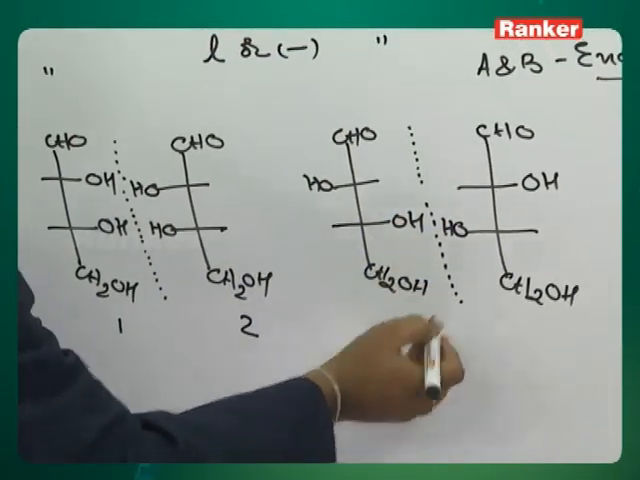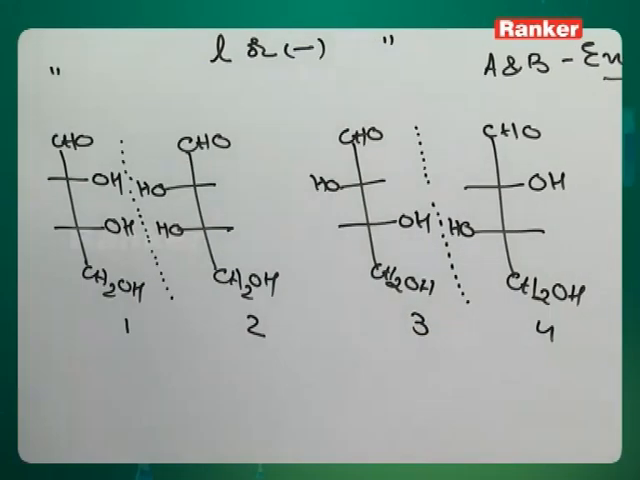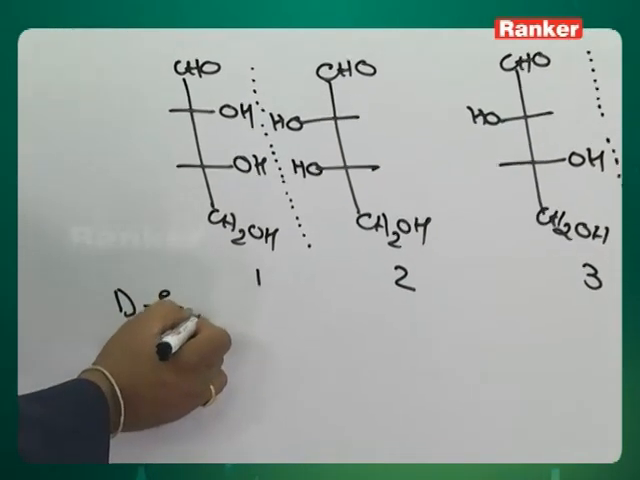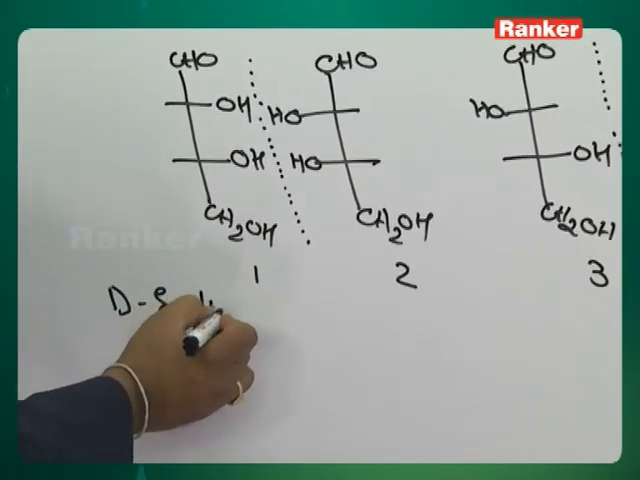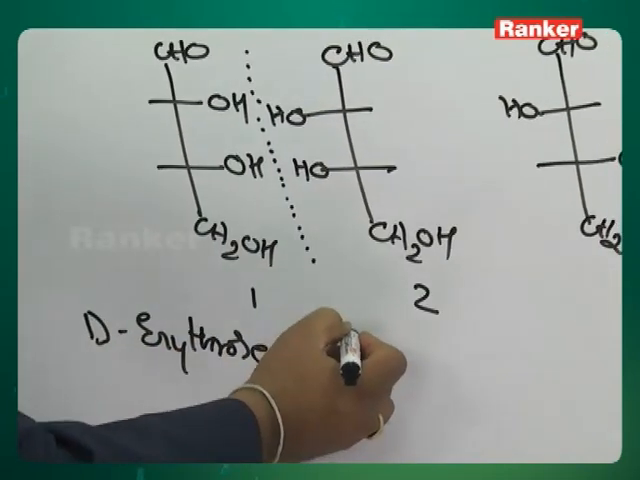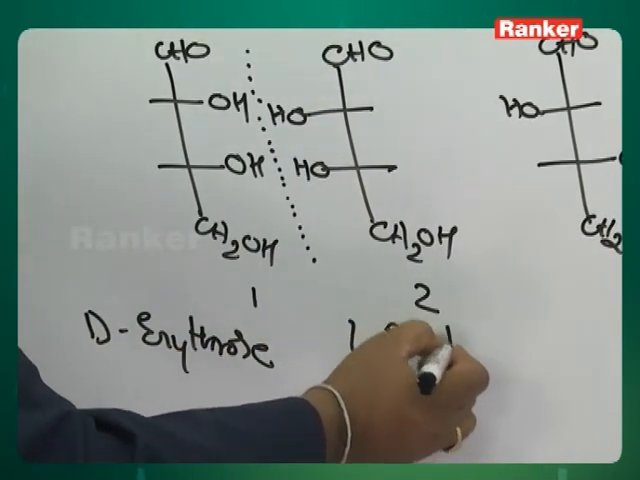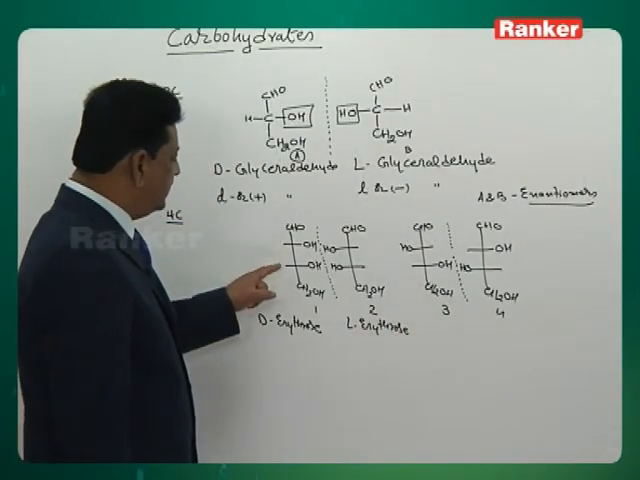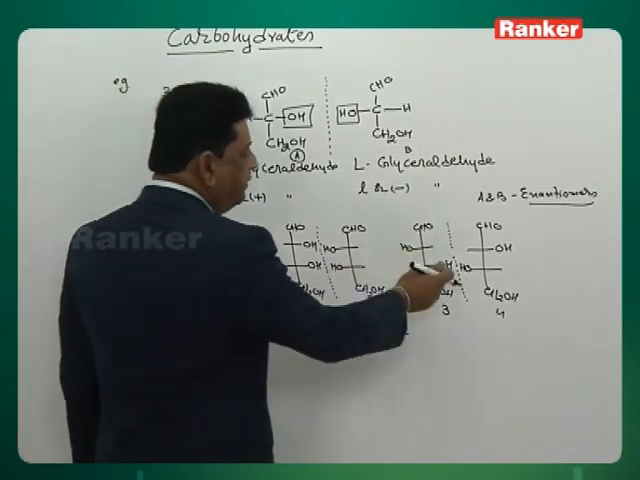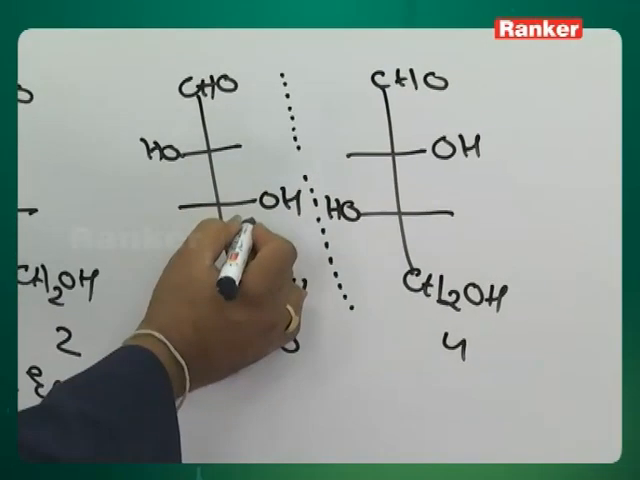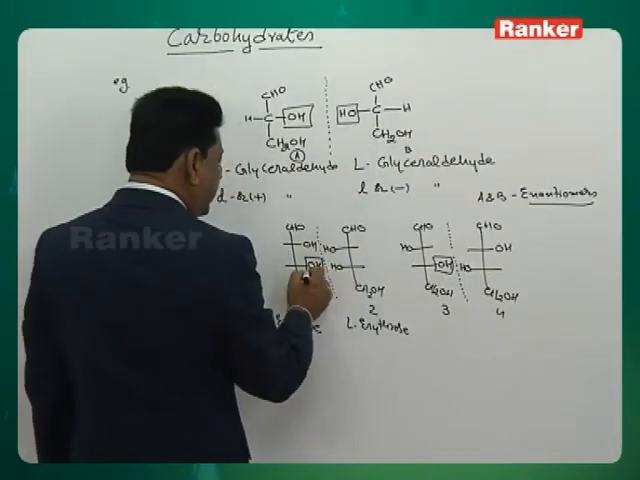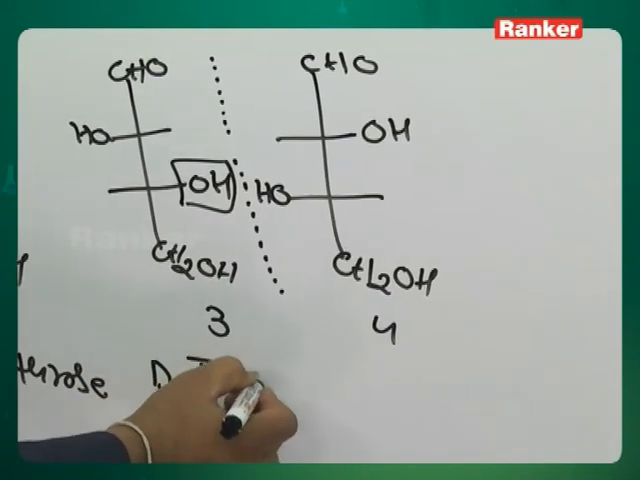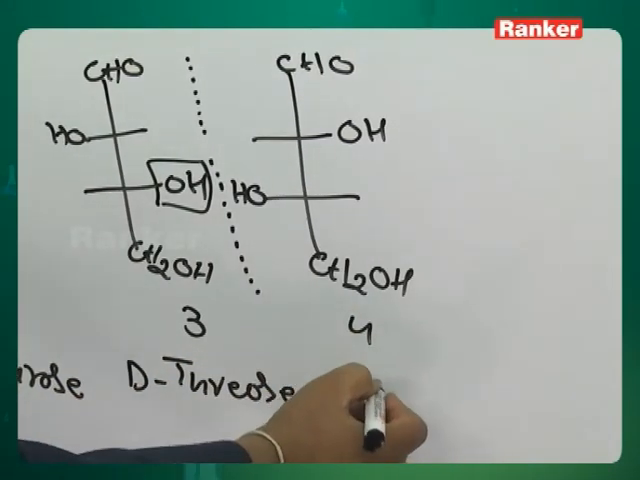If I number these compounds 3 and 4, then 1 and 2 are called capital D erythrose and capital L erythrose. Erythrose is the common name we use when the 2 OHs are on the same side. If one is on this side and one on that side, we use threose. This OH happens to be on the right side, so I use D, therefore this is capital D threose. Its mirror image will be L threose.